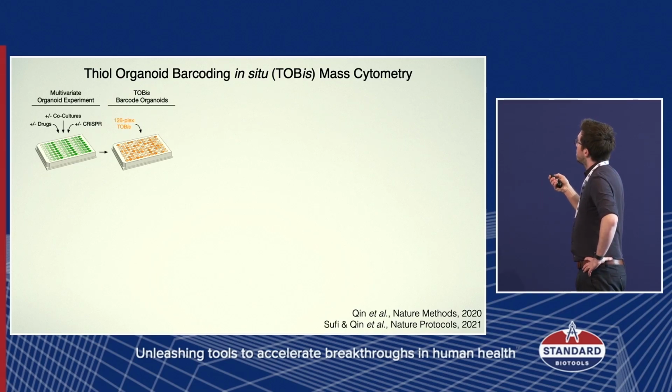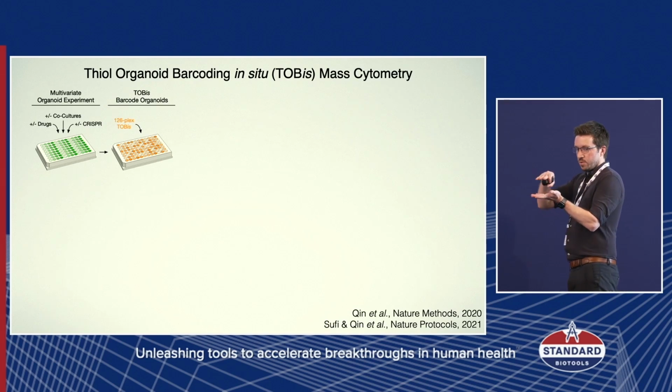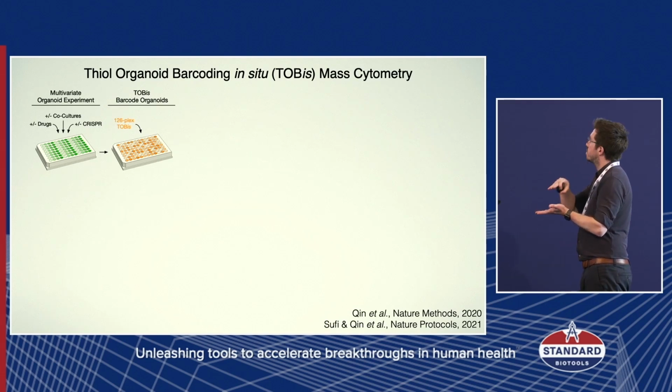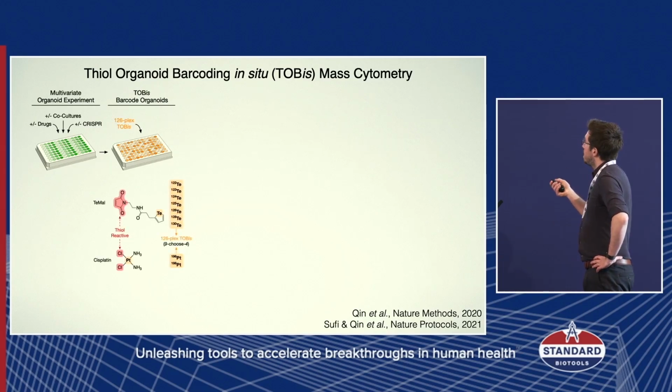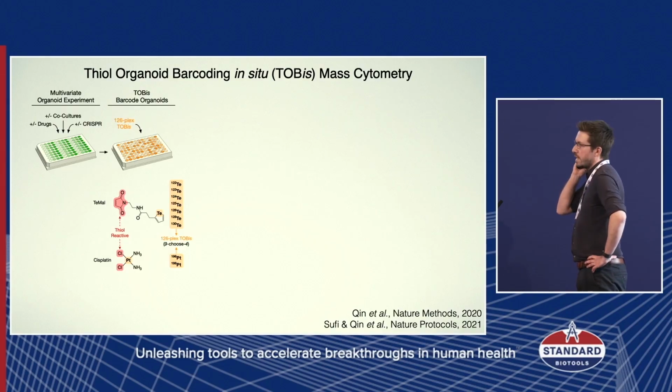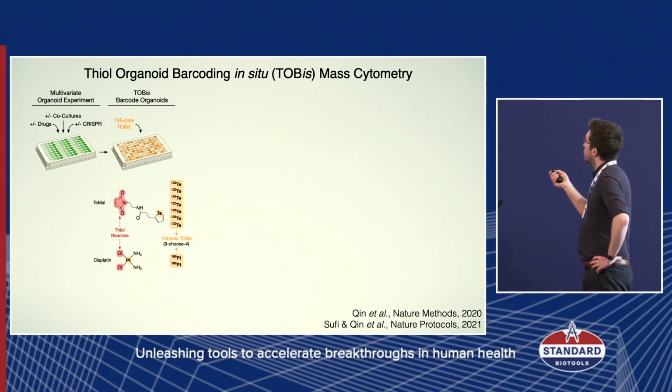And then we fix all of the cells in situ, so we fix them while they're inside a 3D matrix in PFA. We do an IdU pulse as well and some phosphatase inhibitors, and then we barcode them using these TOBIS reagents. The TOBIS reagents are based on TMAs, tellurium maleimides, which I think are now commercially available. At the time, they were part of a collaboration we did with Mark Nitz in Toronto. But they're basically thiol-reactive probes with a monoisotopic tellurium on the back end, and we also pair it with some cisplatins.